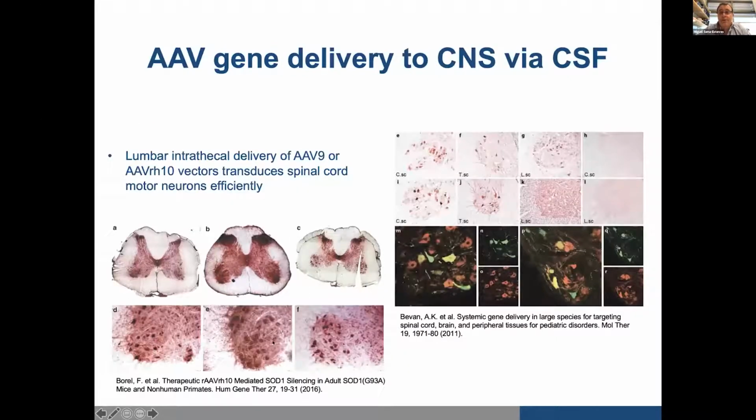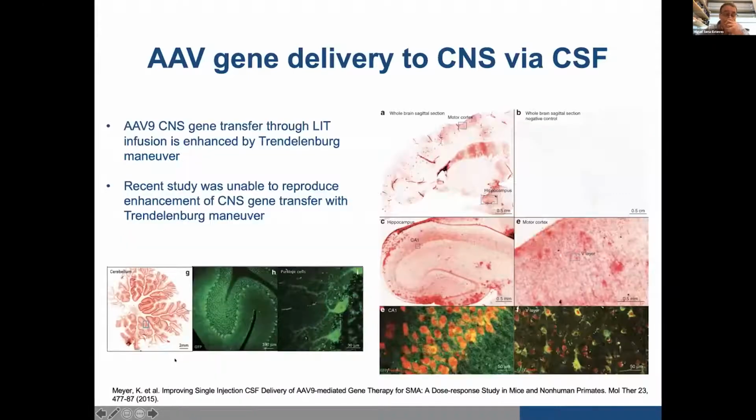The delivery is through CSF. Most of it has been done through intrathecal delivery. Again, several types of AAV capsids actually work. You can transduce spinal cord motor neurons quite effectively, and it's shown here, again, immunohistochemical staining for a marker, showing here on the bottom left, transduced motor neurons. In many instances, one of the limitations of this approach is that you can't really deliver the gene to neurons in the cerebrum at very high efficiency.